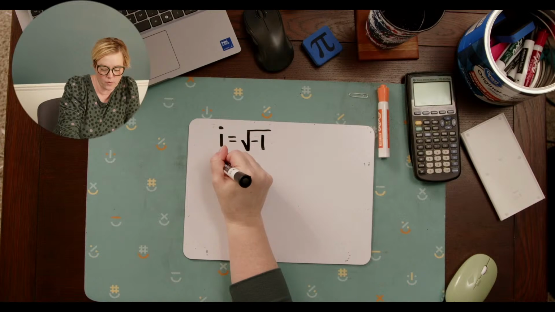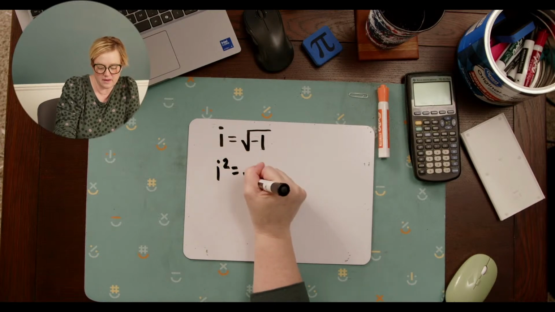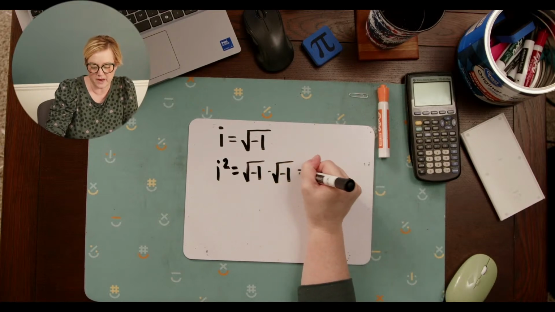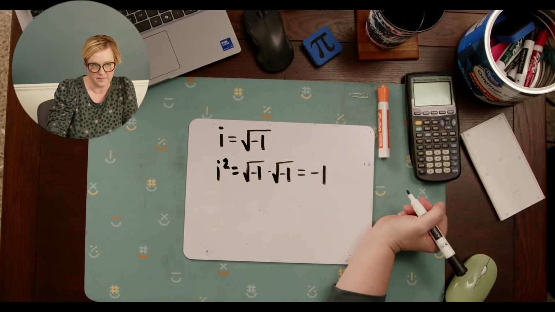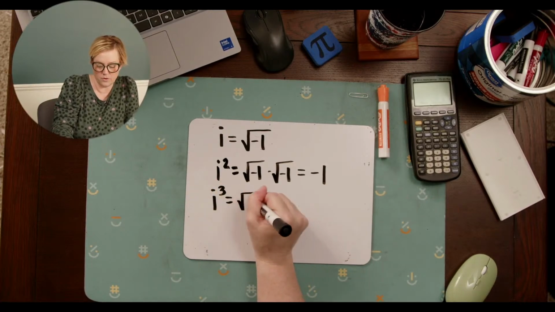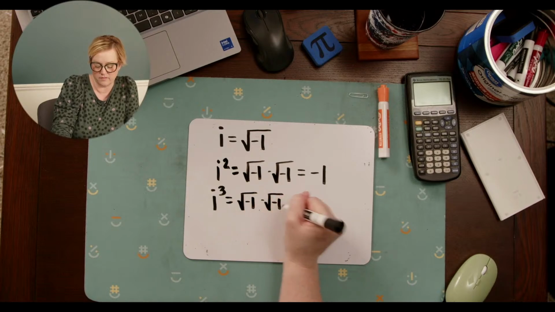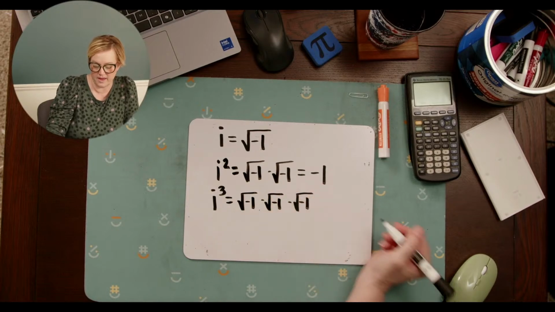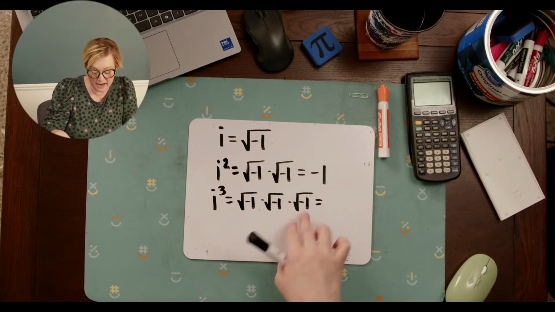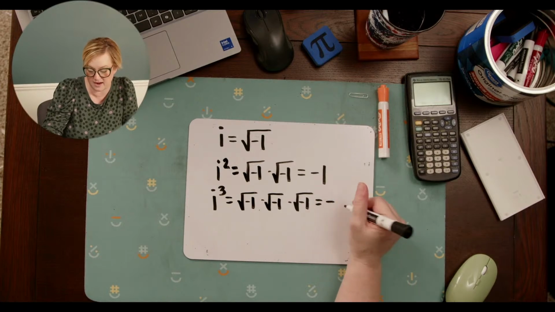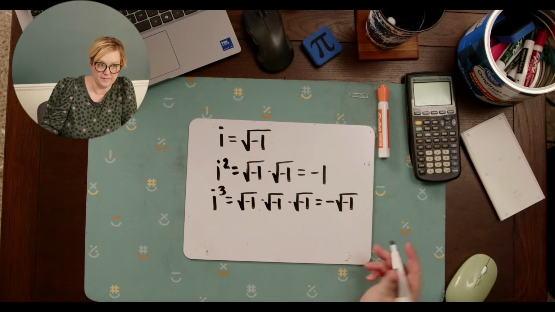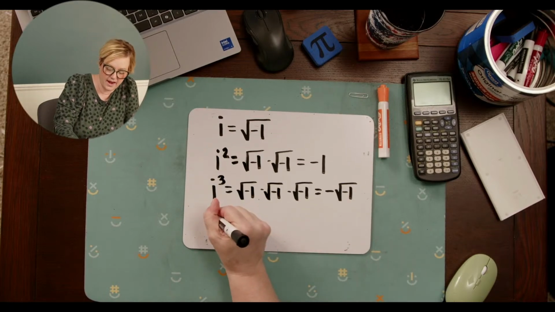So i squared would be the square root of -1 times the square root of -1, right? Which becomes -1. Okay, i cubed is going to be root -1 times root -1 times root -1. So this becomes -1 times root -1, so it becomes negative root -1, or negative i.